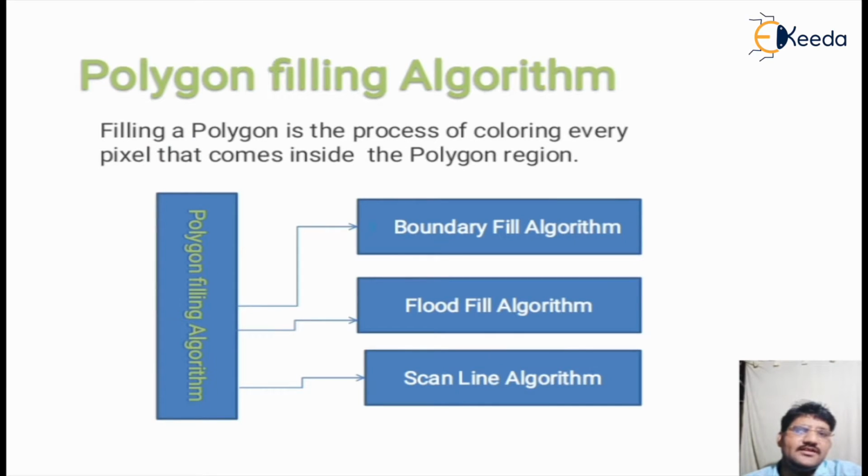To fill a polygon, we have mainly three types of polygon filling algorithm. First is the boundary fill algorithm, second is the flood fill algorithm, and the third one is the scanline algorithm. So first let's discuss the boundary fill algorithm.